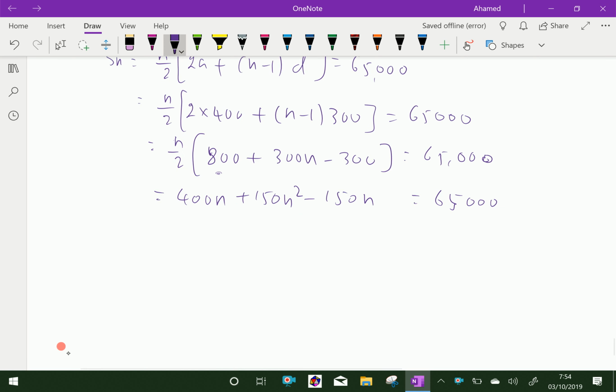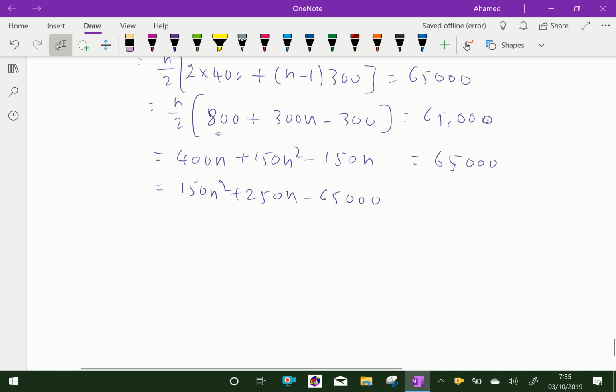Now, rearranging and collecting on one side: 150N square, here 400N minus 150N is 250N, minus 65,000. Now, dividing throughout by 10 gives 15N square plus 25N minus 6,500.